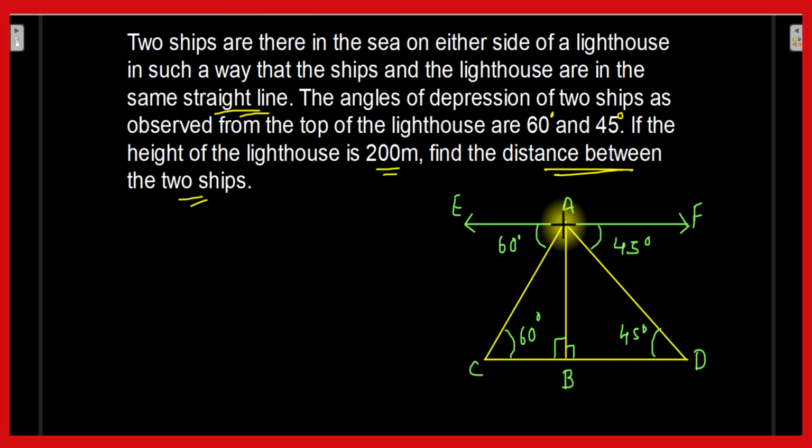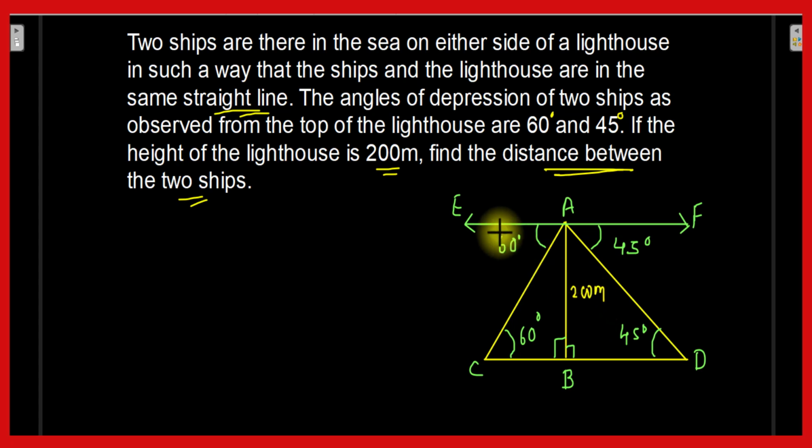And from the top of the lighthouse, someone is observing the ship C and the ship D. When someone observes the ship C, the angle of depression formed is 60 degree, and when someone observes the ship D, the angle of depression formed is 45 degree. This is given, and it is also given that the height of the lighthouse is 200 meter.